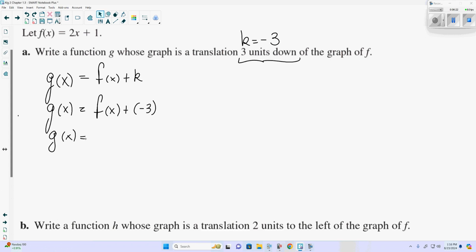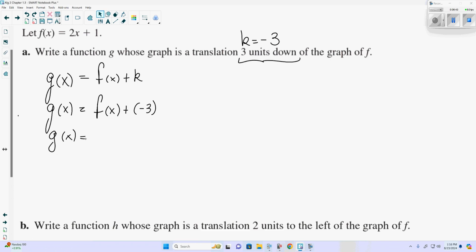Now, we didn't necessarily need the parentheses around this plus negative 3. We couldn't have written it as just minus 3, because plusing a negative and minusing are the same thing. And we'll do that here in a second. Now, we need to apply this to the function f of x.